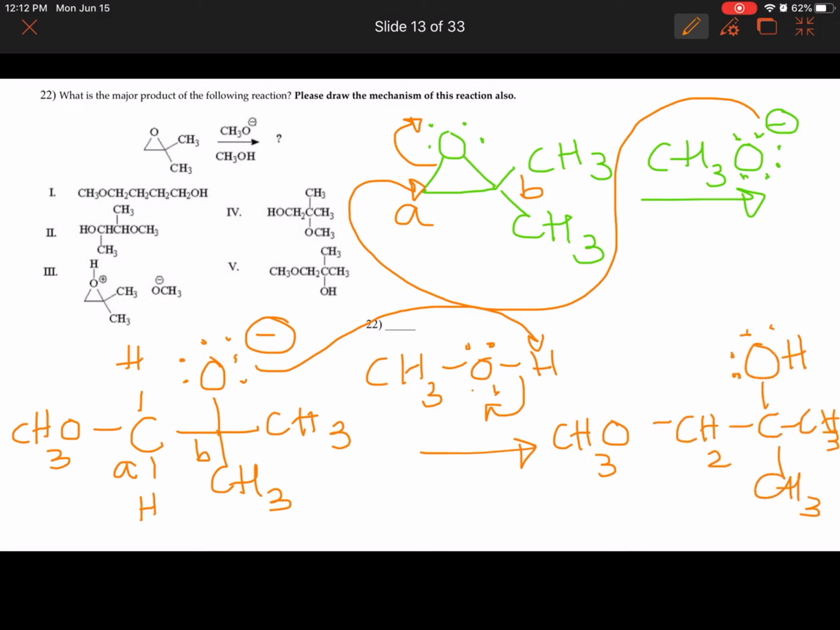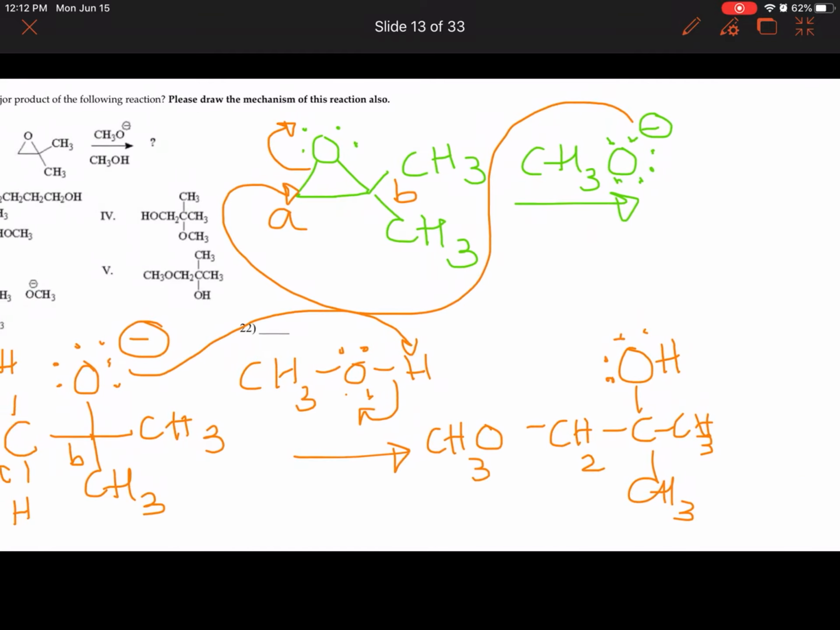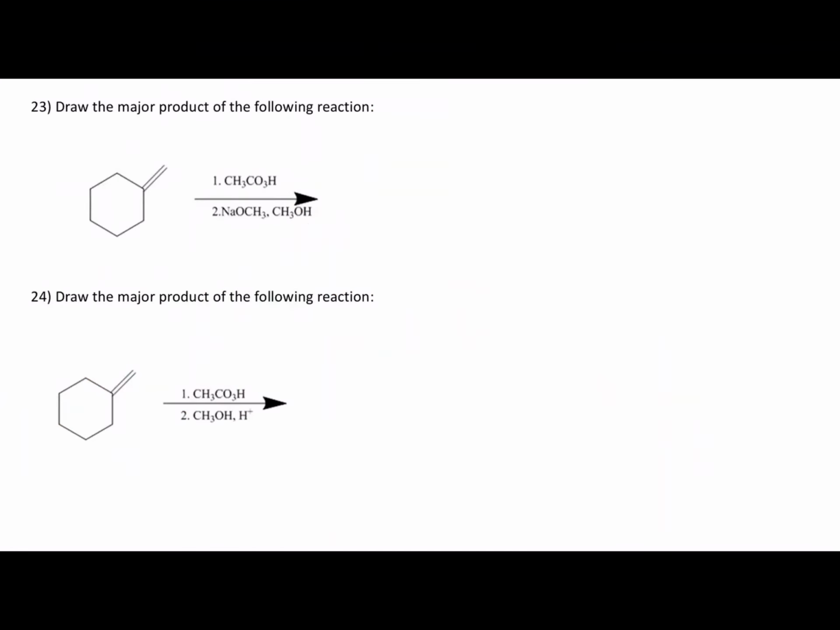Okay, so you grab that hydrogen from the methanol and complete the process of making the alcohol. So in the presence of a basic medium, you always remember that the anion attacks directly the carbon which is least hindered or more open carbon. And then you follow which atoms or groups are attached to each carbon.